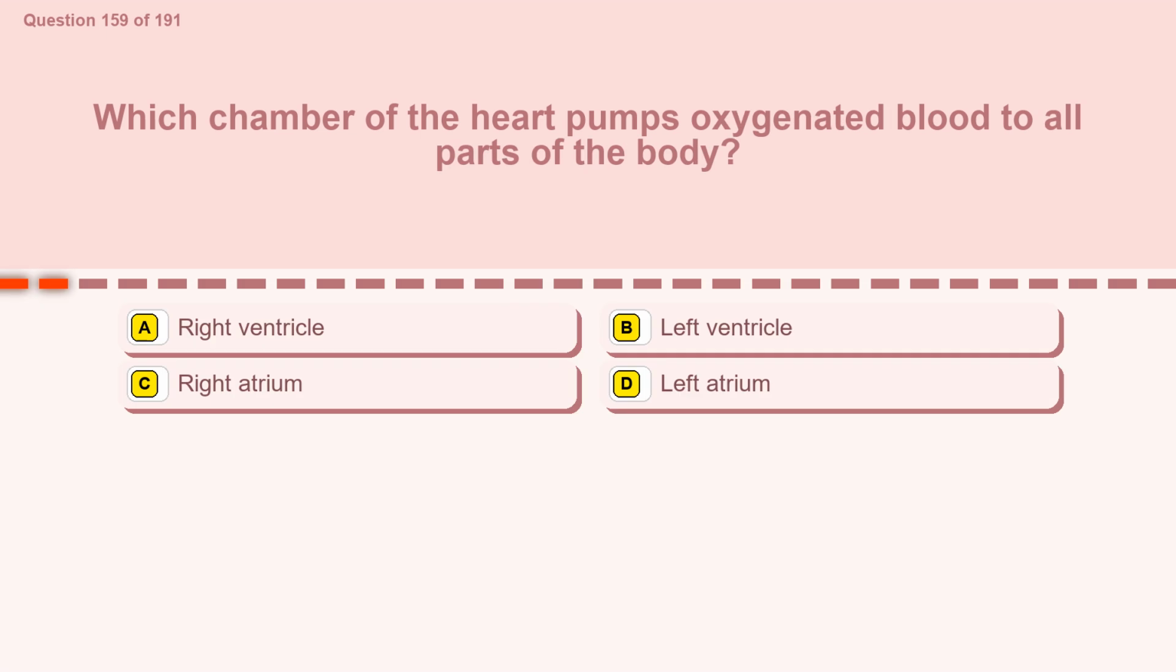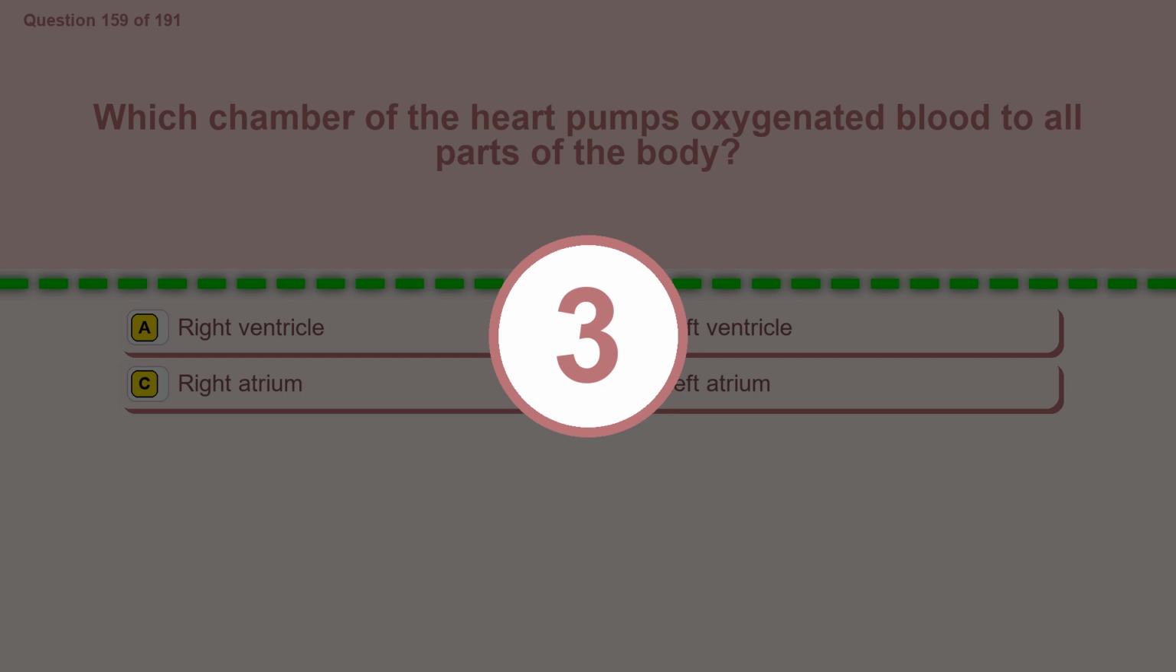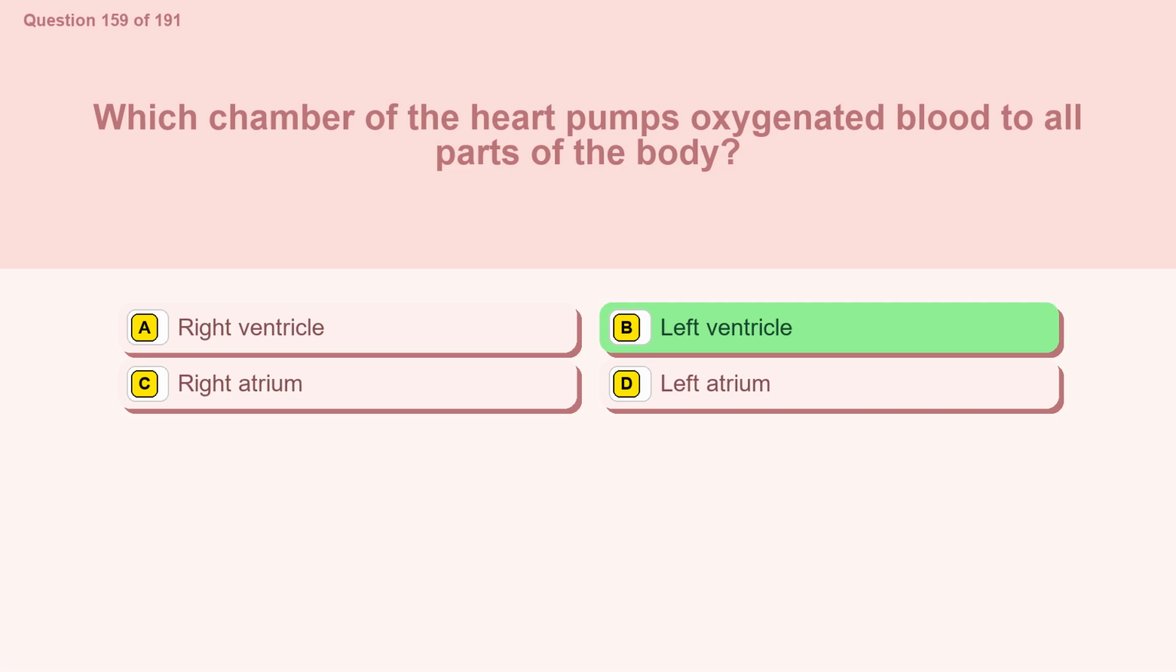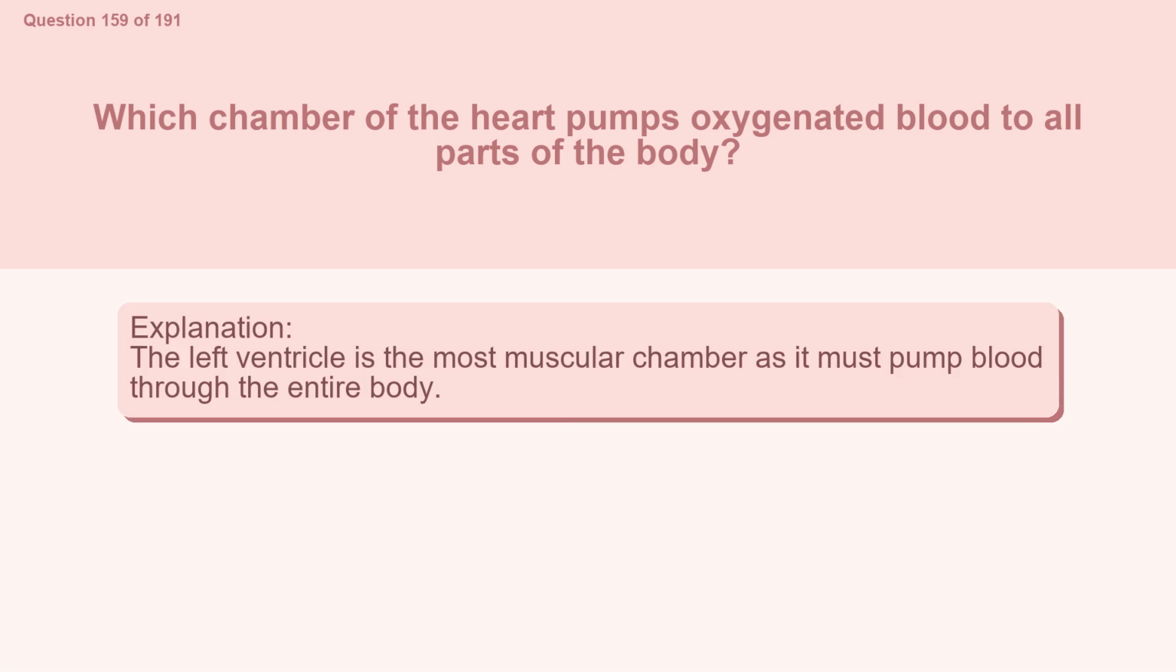Question 159. Which chamber of the heart pumps oxygenated blood to all parts of the body? Option A, right ventricle. Option B, left ventricle. Option C, right atrium. Option D, left atrium. The correct answer is option B, left ventricle. The left ventricle is the most muscular chamber as it must pump blood through the entire body.